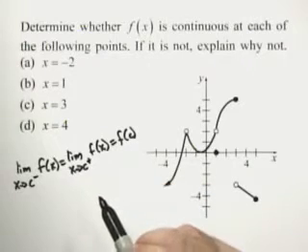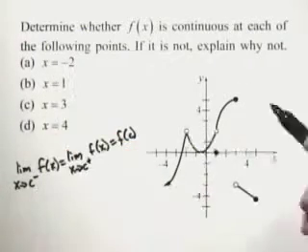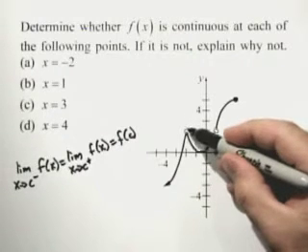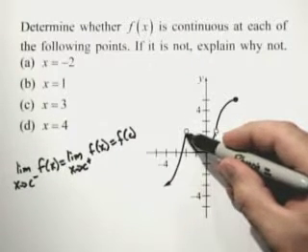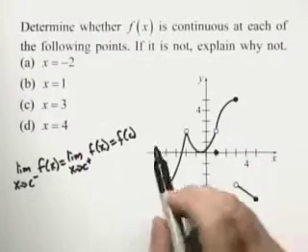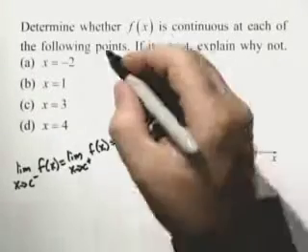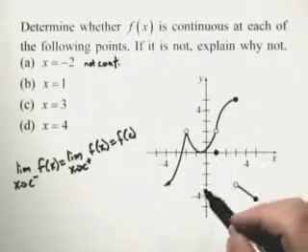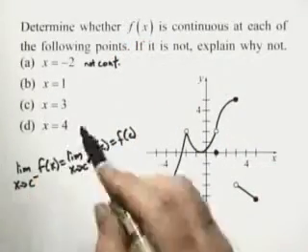If we look at x equal to negative 2, when x is negative 2, we see a hole in the graph. It means the function is not defined there. So the function cannot be continuous at negative 2. Move on to x equal to 1.